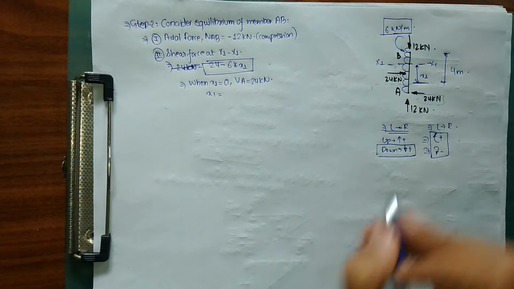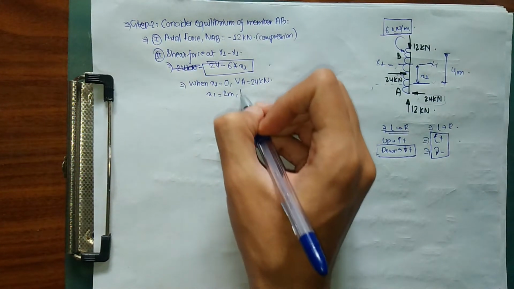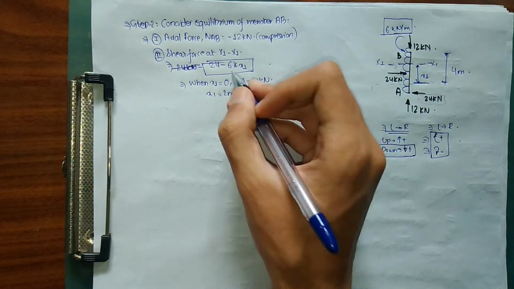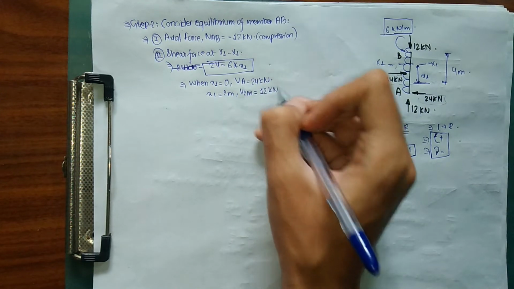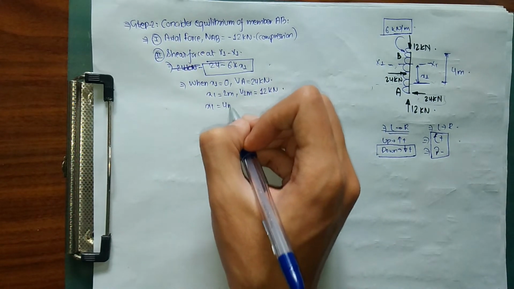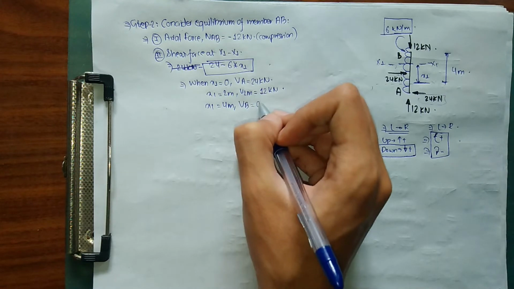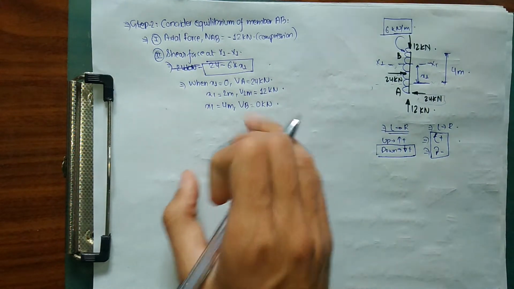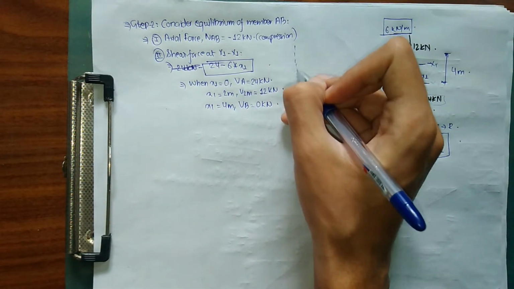So we are going to take the next point at 2 meter. At 2 meter, the shear force equals 6 into 2, which means 12 kilonewton. While at x1 equals 4 meter, which means we have reached our point B, the shear force is 0 kilonewton. You could have done this by taking a section, or you can simply do it without taking a section as well.